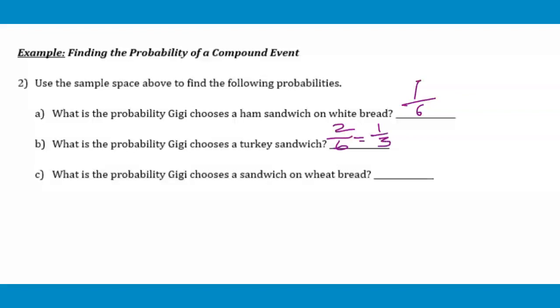What's the probability she chooses a sandwich on wheat bread? So there are 6 total combinations, but there were 3 of them, the ham, turkey, and roast beef, on wheat bread. So that's 3 out of the 6 possible combinations, or 1 out of 2. Those are your probabilities, using sample space to find those.